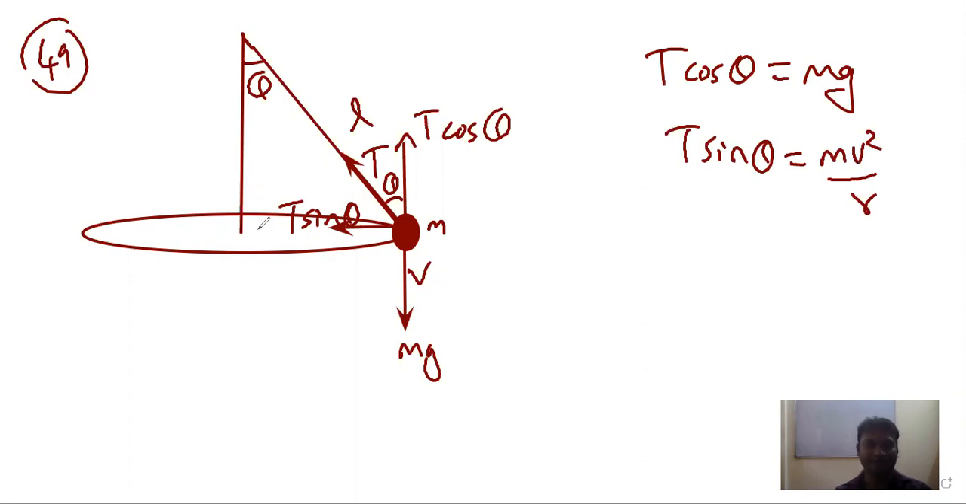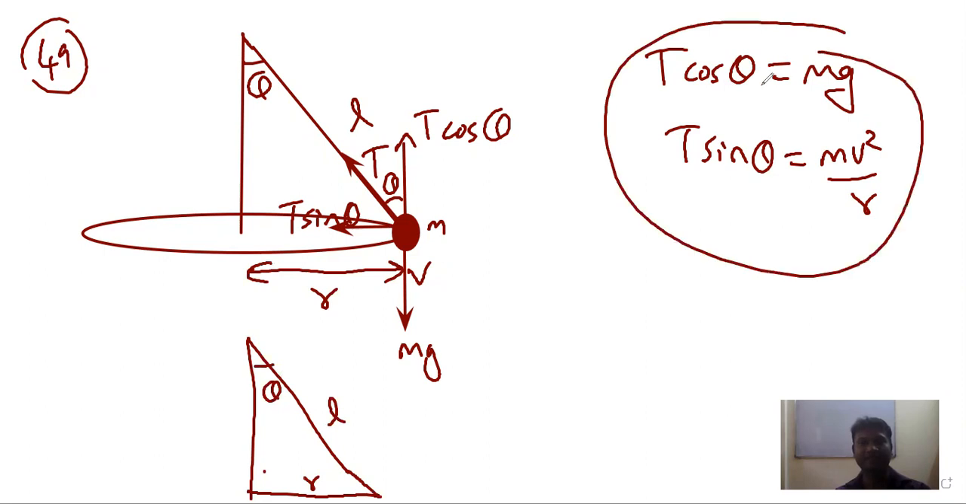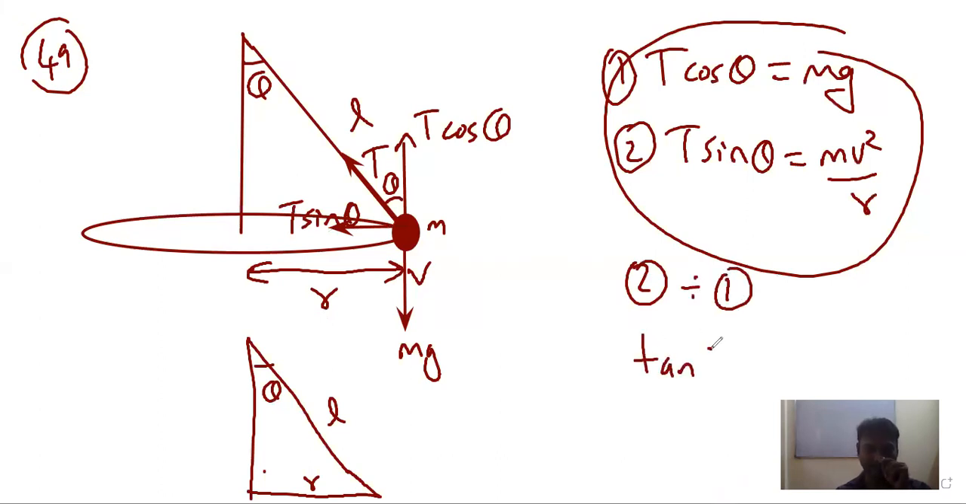So r here is radius, which is this radius. This is the value r. So in this triangle we have r, this is L, this is theta. Now, after this, if I take these two equations and divide them, call this 1, call this 2. So 2 divided by 1 gives us sin theta upon cos theta, which is tan theta, equals v square upon rg. So tan theta, from this triangle, this side will be root of L square minus r square.